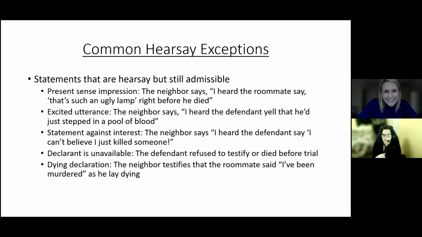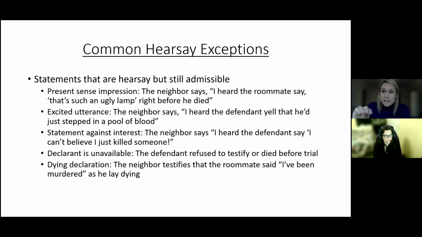Right. Basically. So it's helpful to lay that foundation first of why they were under the effects, and then what they said. Because if you do it in reverse order, you may not be able to convince the judge it was in fact an excited utterance. Statement against interest. This is very self-explanatory, but a neighbor says, I heard the defendant say, I can't believe I just killed someone.